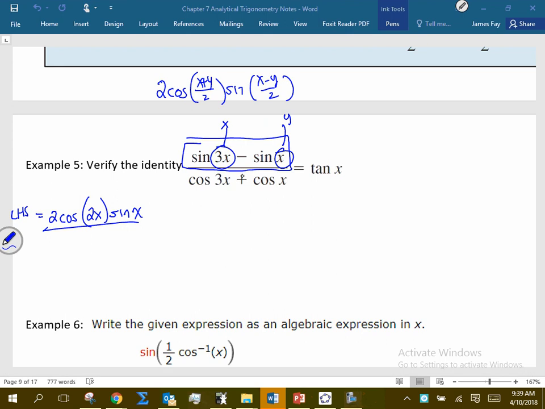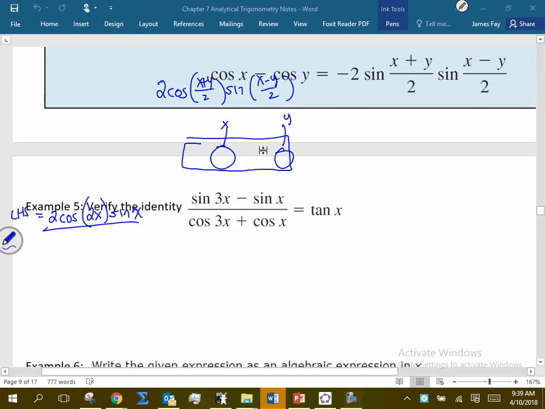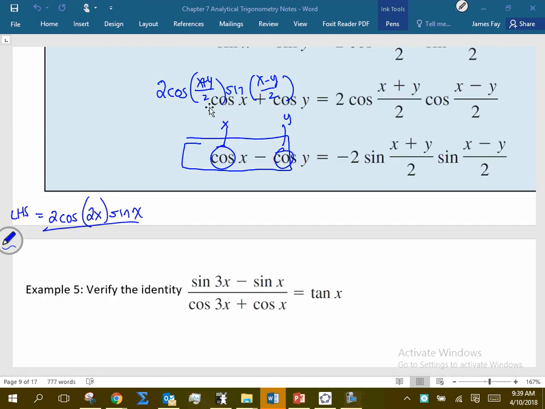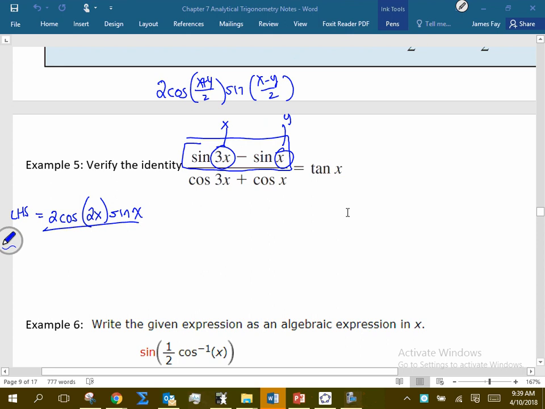The bottom, the cosine 3x plus cosine x. If we look up here, scroll again, it's this one here, cosine of something plus cosine of something different is equal to 2 cosine of x plus y over 2 cosine of x minus y over 2. So we're using that identity in the bottom here. So it becomes 2 cosine of them added together divided by 2. So 3x plus x gives me 4x divided by 2 gives me 2x. And now cosine of them subtracted, so 3x minus x gives me 2x. And then divide by 2 just gives me x again, right?